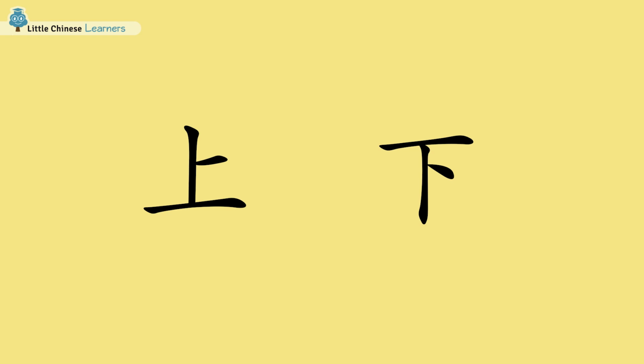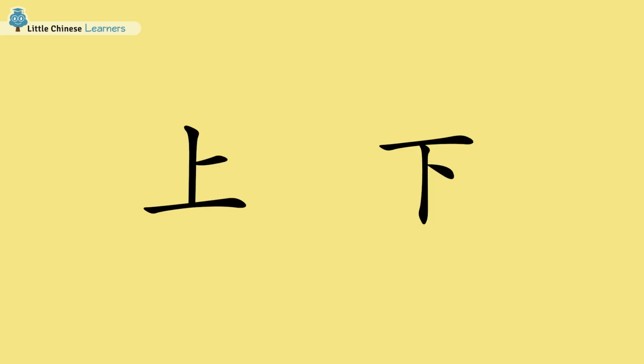上和下 are idiograms. Both characters started with a flat line representing the ground. A dot on top meant the top, while a dot below meant the bottom. Over time, these words evolve into the characters we have now for 上和下.